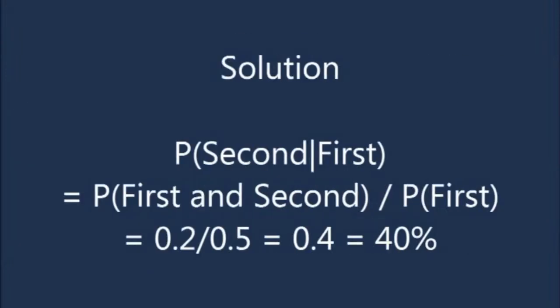In order to find the solution to this problem, we need to find the probability of the intersection of passing the first test and the second test, and then we can divide that by the probability of passing the first test. With this, we can find that 0.2 divided by 0.5 equals 0.4, or 40%. This means that 40% of those who passed the first test also passed the second test.